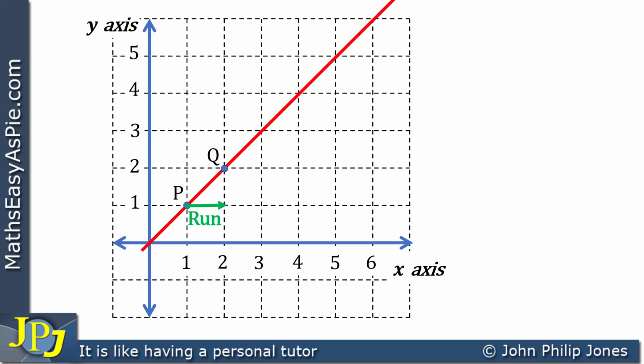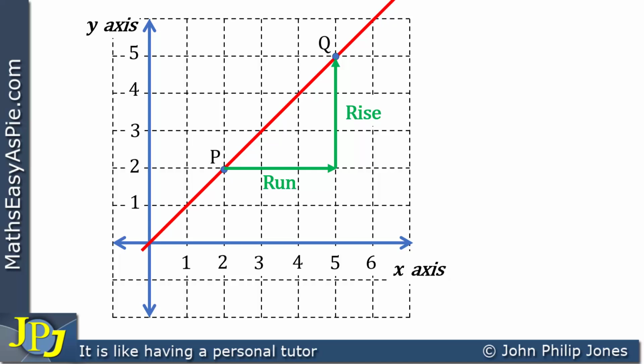On the y-axis, P is at 1 and Q is at 2. Now the distance between the P and the Q on the y-axis is referred to as the rise. To emphasize the point, I'm going to choose two different values of P and Q on the graph, and you can see that if we come along here, that's the run. That's the distance between the x-axis positions of P and Q, and this here is the rise, and that is the difference between the y values of the P and the Q.